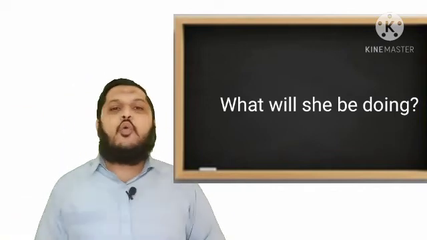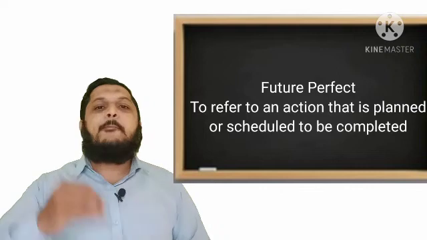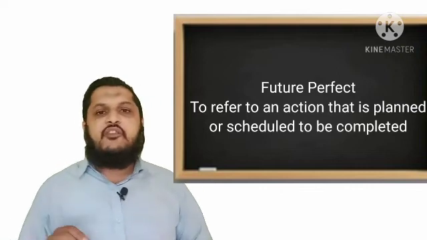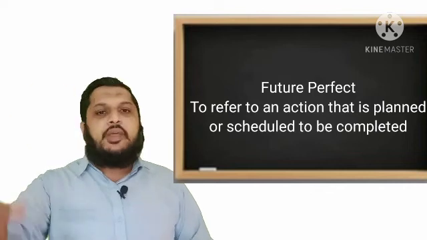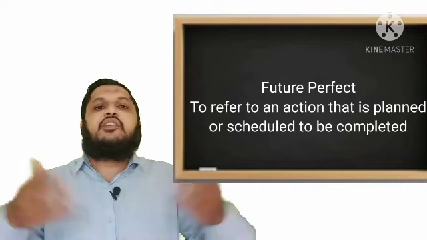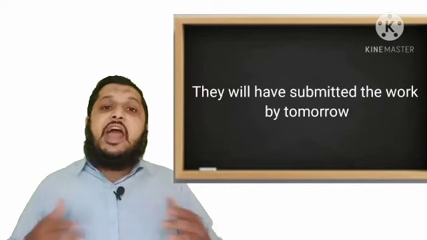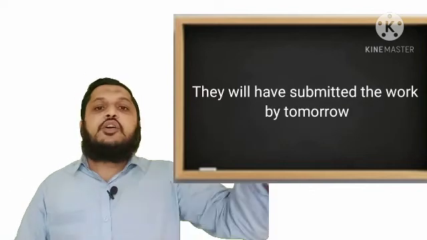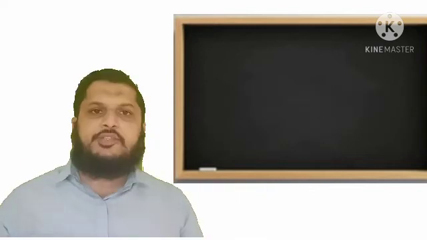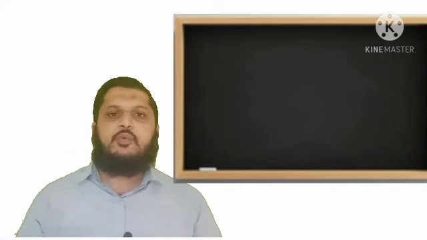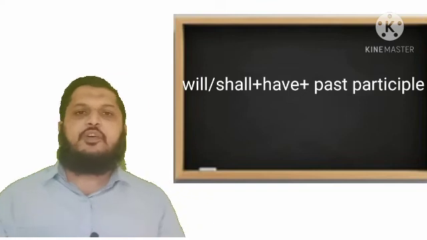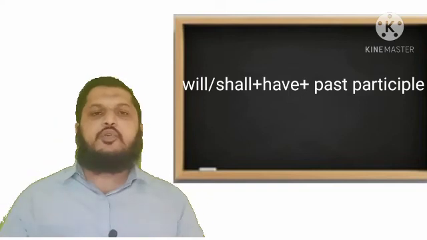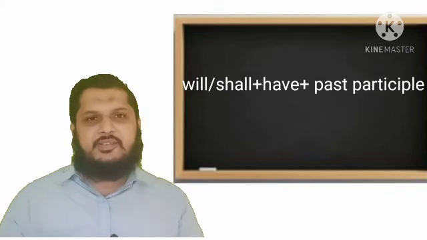Now we have to move on to the next item, that is future perfect. We use future perfect to talk about an action that is scheduled to be completed at a particular time in the future. They will have submitted the work by tomorrow. So my dear students, in future perfect we use will or shall plus have plus past participle form of the verb. We use this tense form to talk about something that is already complete.